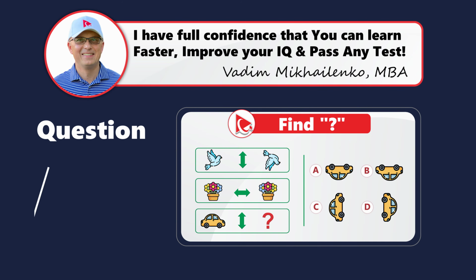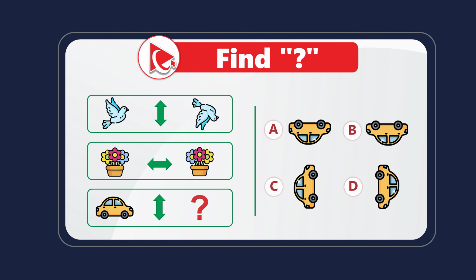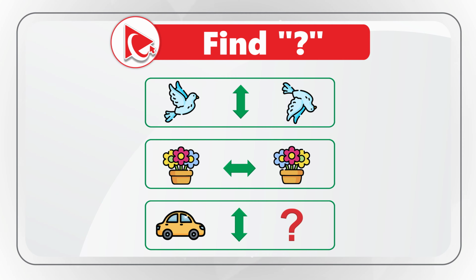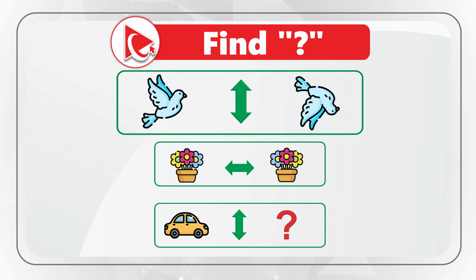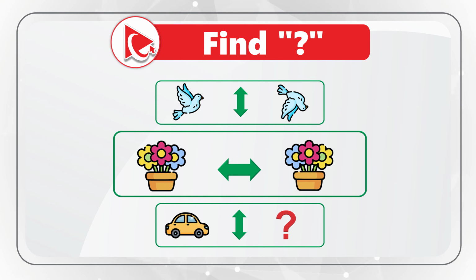Here's a very interesting question, which is frequently used to test your analytical reasoning and spatial reasoning. You're presented with a set of objects, and you need to find the missing item. The set of objects consists of 3 rows. In the first row, you see the pigeon, arrow, and then the pigeon again. In the second row, you see the flower, arrow, and then the flower again.